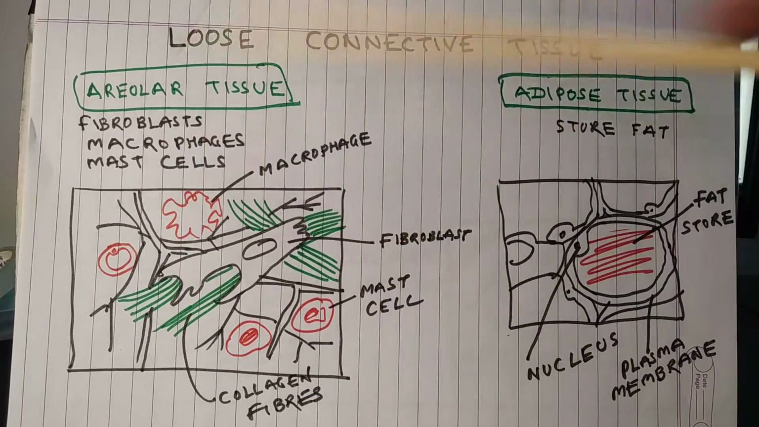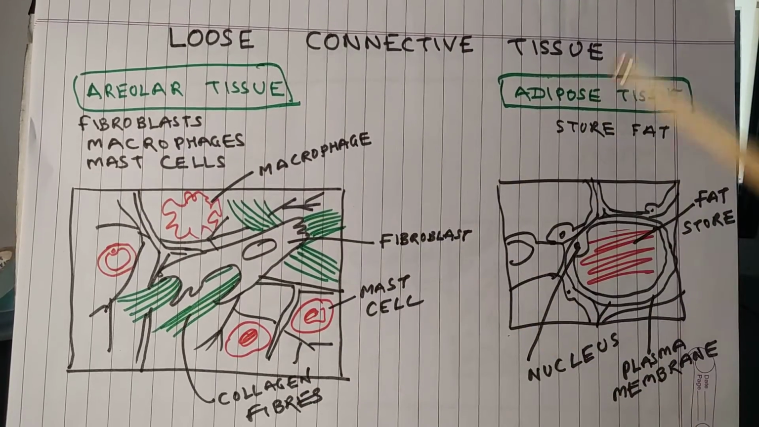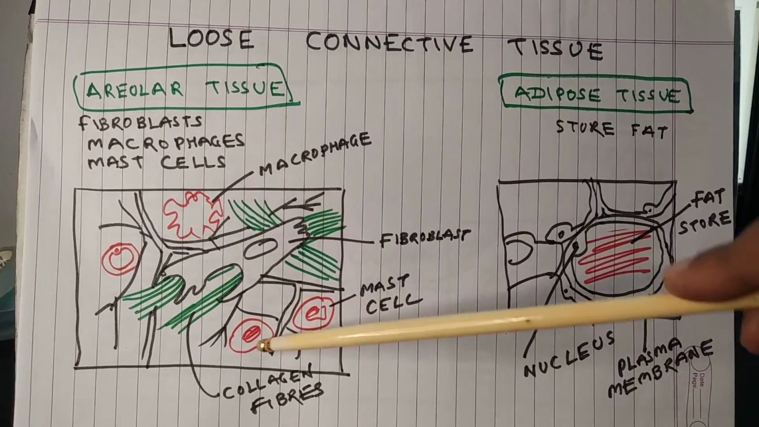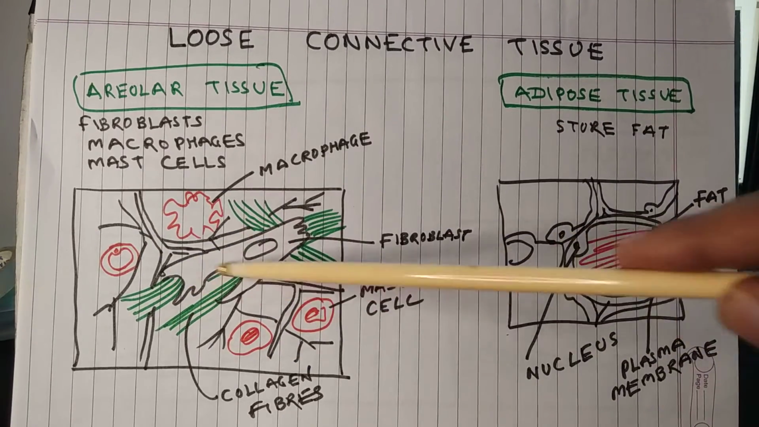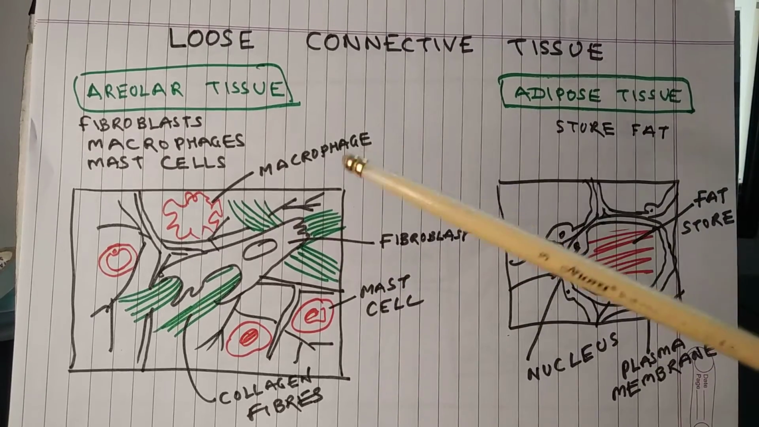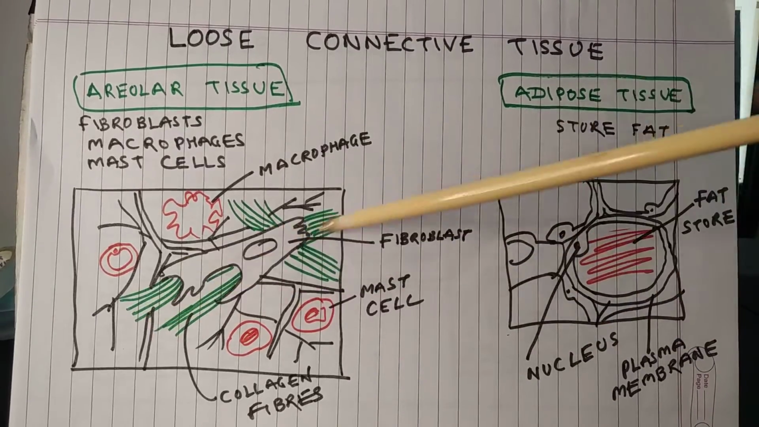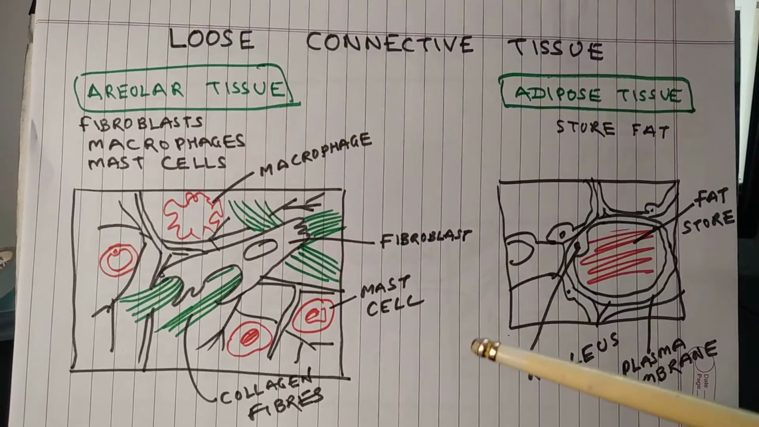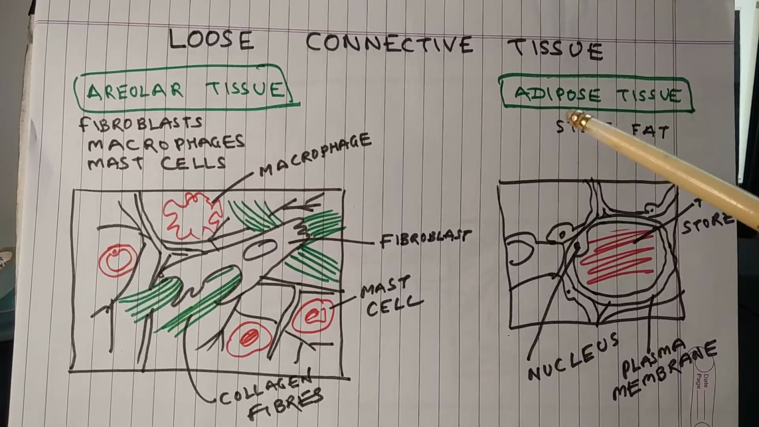This diagram shows areolar tissue. This is a macrophage. These are mast cells. This is a fibroblast. Fibroblast generates collagen fibers. These are collagen fibers, the band-like structures. The areolar tissue is found between the organs.